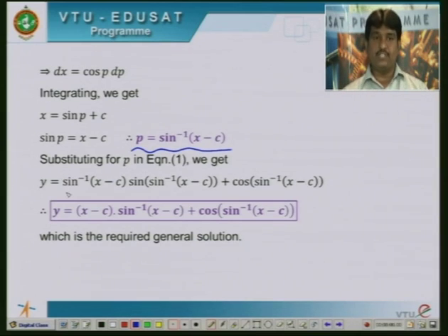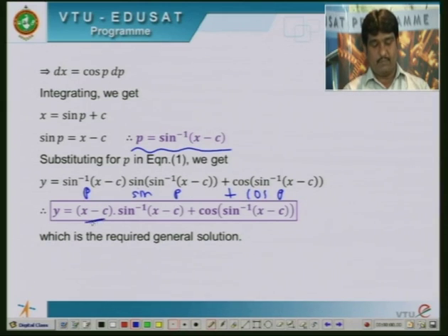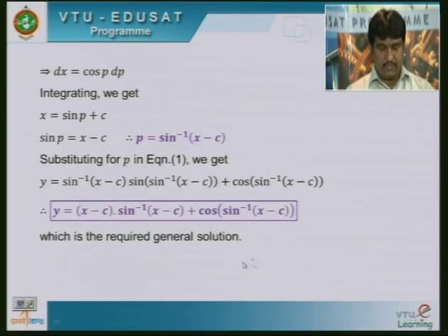sin inverse of x minus c, which is p. This is p into sin p plus cos p. This value is p, sin inverse of x minus c. So the general solution of the given differential equation is y equals, I have written this term first, sin of sin inverse of x minus c, which is x minus c. This is as it is, sin inverse of x minus c plus, next term is cos of sin inverse of x minus c, which is the required general solution of the given differential equation.